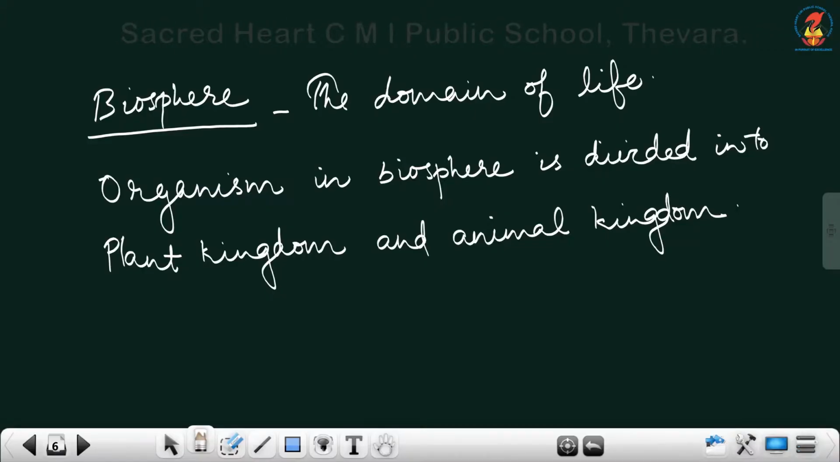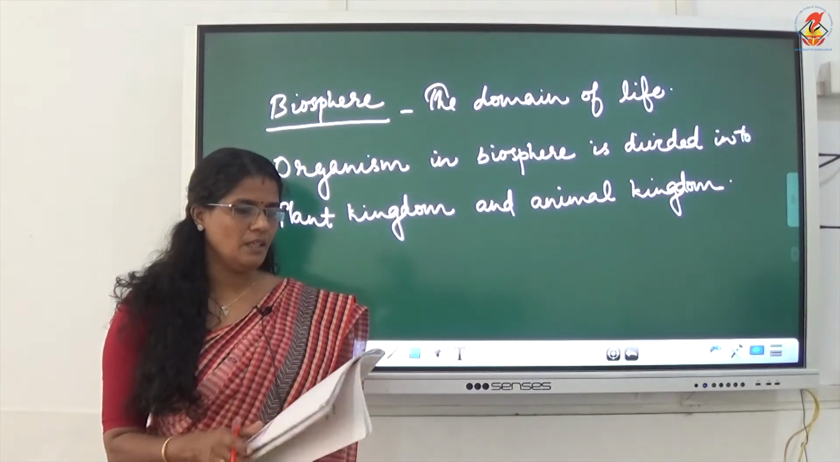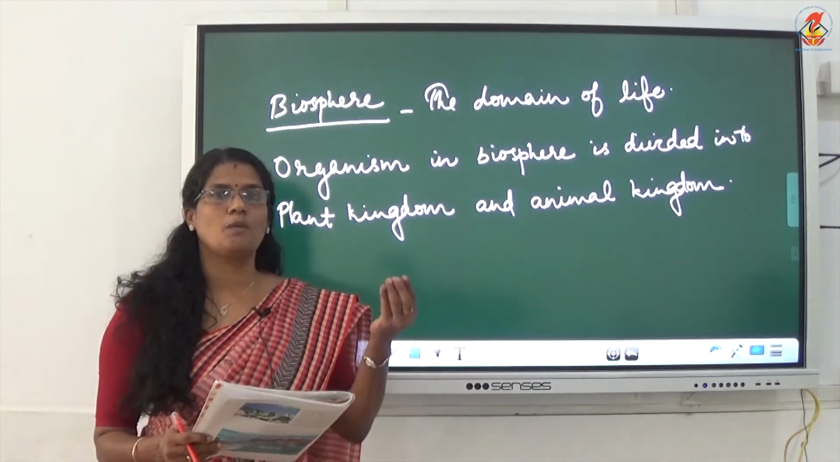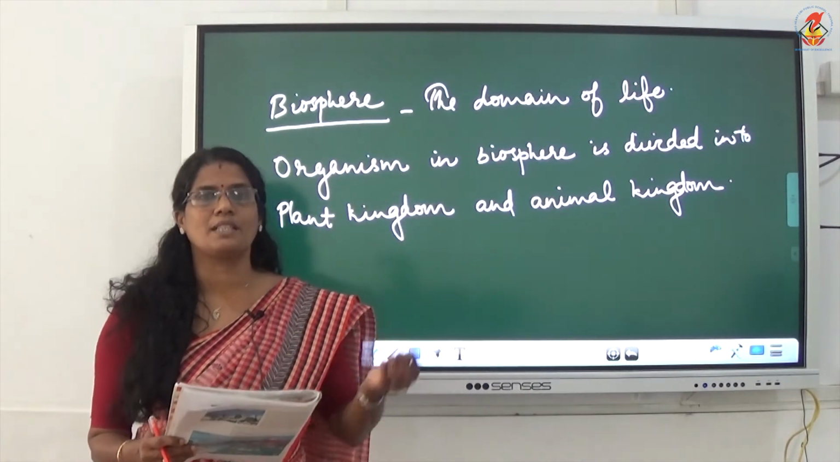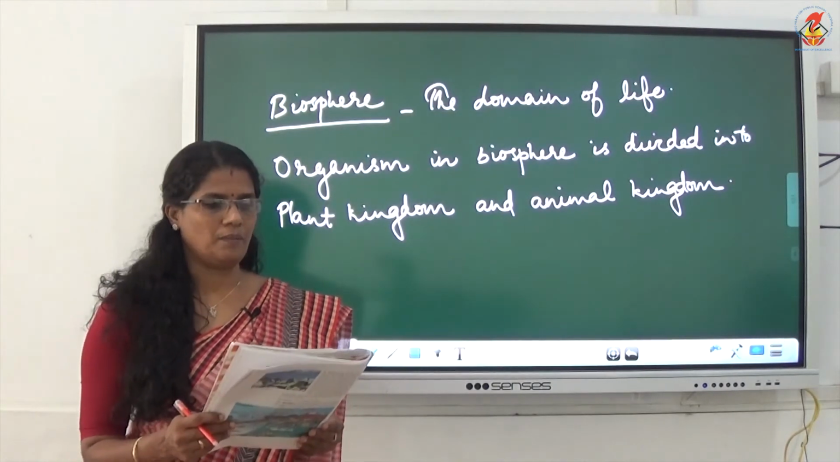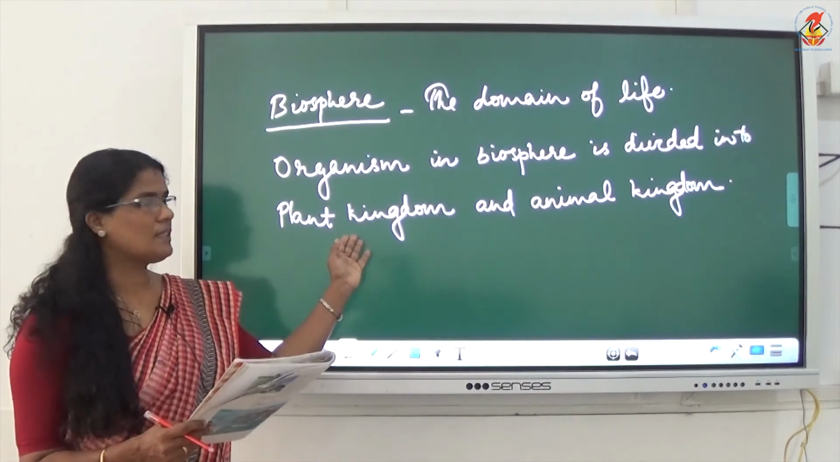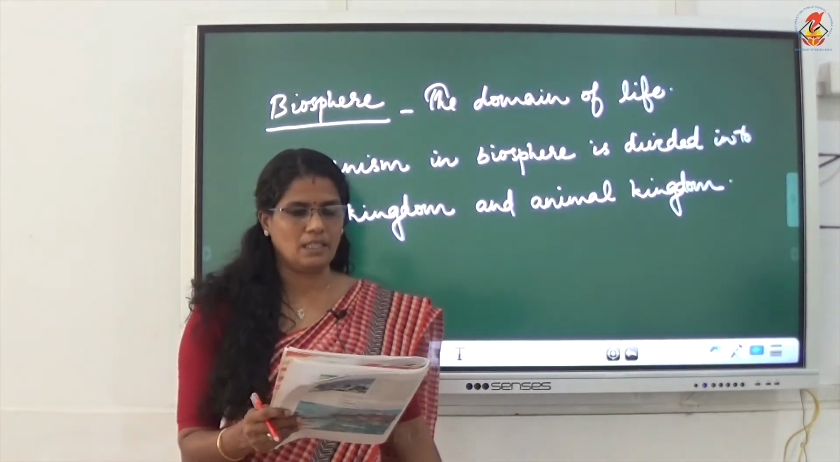Biosphere is the narrow zone in which land, air and water interact with each other. This is the area where life exists. There are several species of organisms that you can find in the biosphere, from small microbes to huge mammals. Biosphere is divided into two areas: the plant kingdom and the animal kingdom.